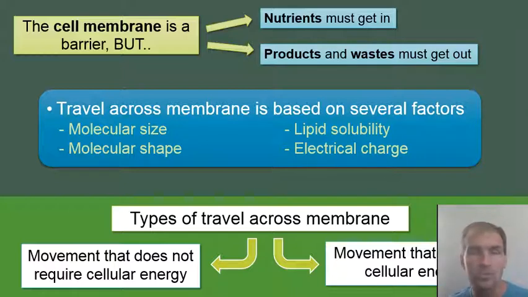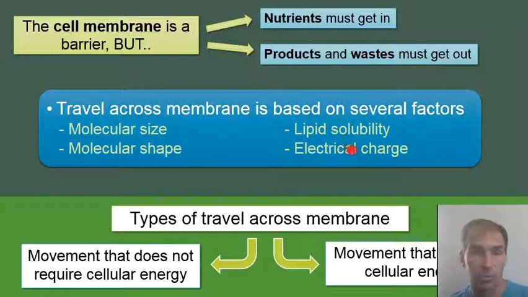And how these are transported is very much going to be affected by the size of whatever needs to be transported. What's its shape? Is it lipid soluble? Some things like steroid hormones, steroids or lipids, are lipid soluble, and they actually easily diffuse through the plasma membrane. We'll talk about that in a minute. Other things are not lipid soluble and will not go through.